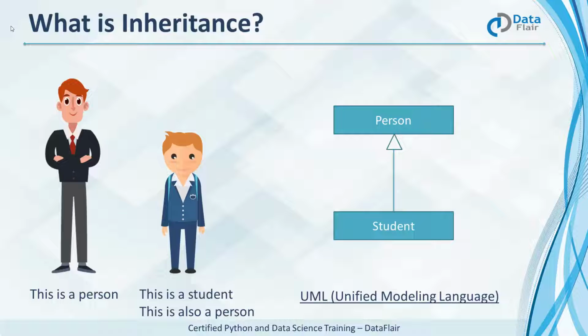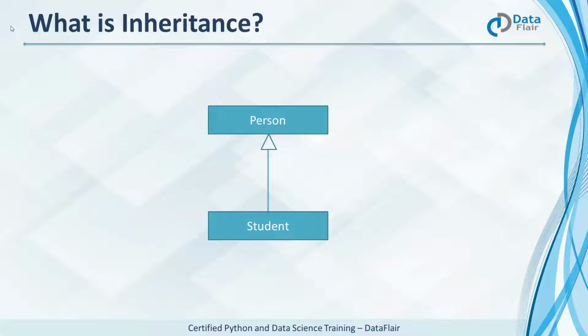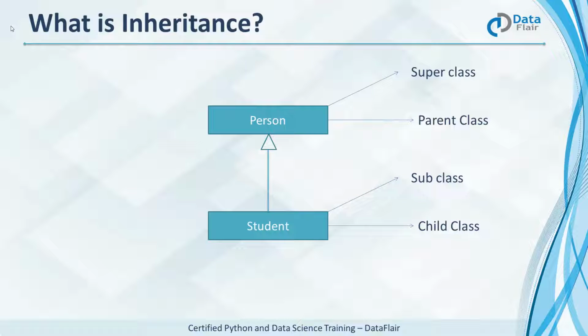Bottom to top, this is generalization. A student is also always a person. Top to bottom, it is specialization. A person may be a student. In this relationship, person is the superclass and student is the subclass. Person is the parent class and student is the child class. Person is the base class and student is the derived class.